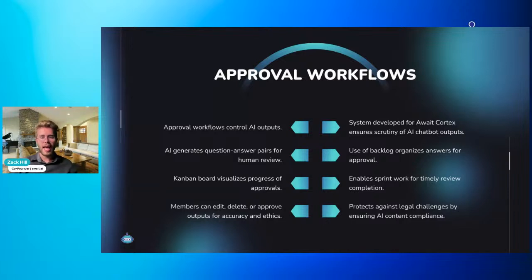So team members can edit, delete, or approve AI outputs to guarantee they are always 100% accurate and ethical. Now, approval workflows protect organizations from potential legal challenges by ensuring that all AI-generated content is accurate, relevant, and compliant before the deployment of the AI system.